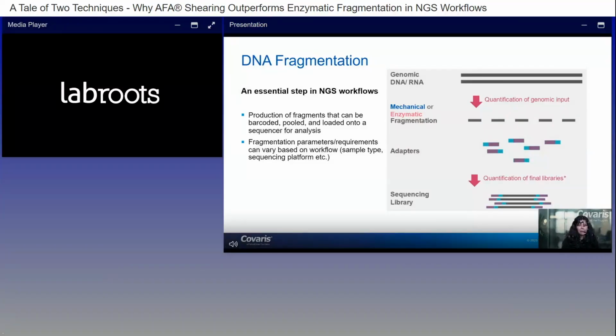And today we'll be talking a lot about DNA fragmentation, a really essential step in NGS workflows. This step is essential because sequencing platforms don't sequence whole intact genomic DNA, necessitating the need to shear the DNA down into smaller pieces or fragments. And it's these fragments that can then be barcoded, pooled, and loaded onto the sequencer for analysis. Fragmentation parameters and requirements can vary based on your workflows or your platforms, but there are a couple of guidelines that we can keep in mind.